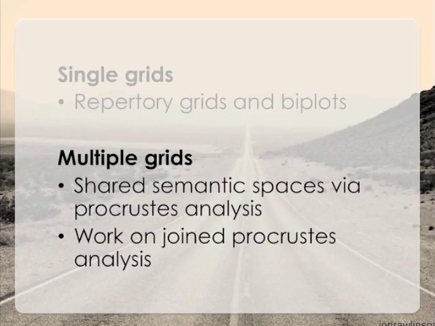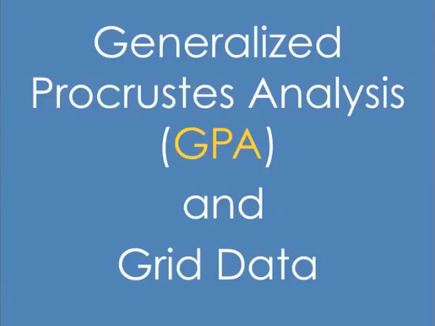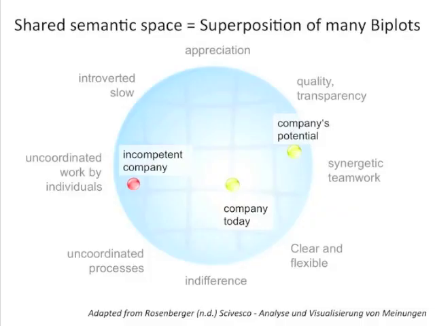So now what can we do? We've seen what we can do with a single plot. We can create a biplot, for example, to visualize the data. We can do the same actually with many biplots or with many grid data sets. And the way to do this is to use Procrustes analysis, or generalized Procrustes analysis, which is abbreviated GPA, and we will see that abbreviation quite a lot. So if you see GPA, it's generalized Procrustes analysis, and we can use it fairly well with grid data.